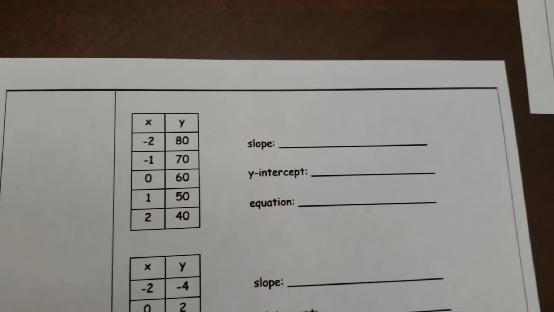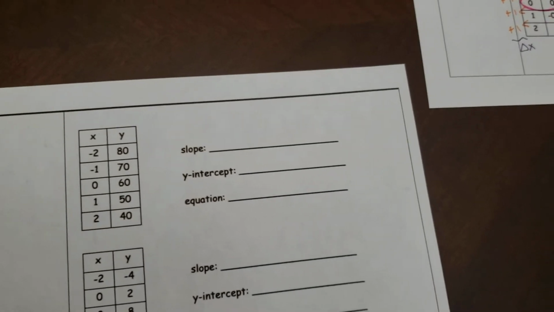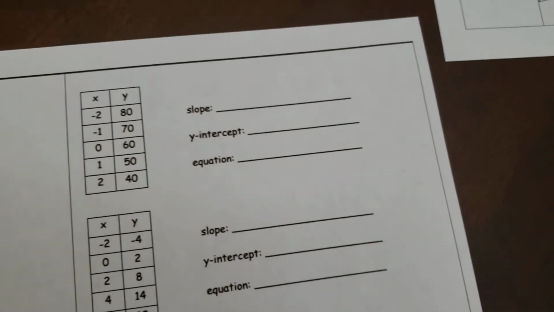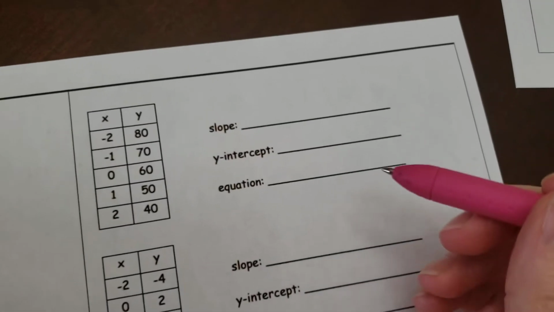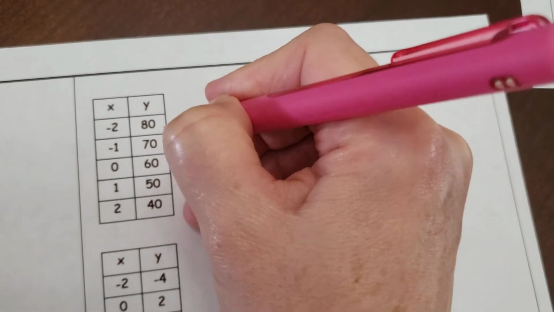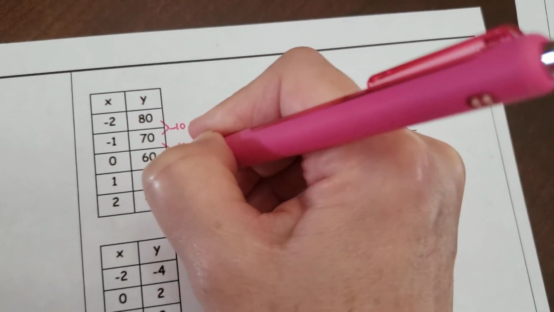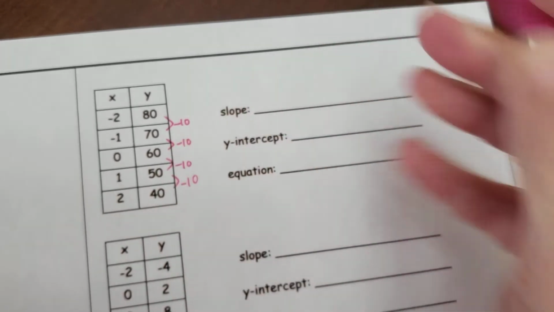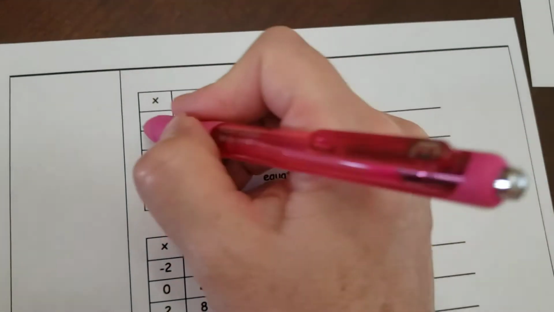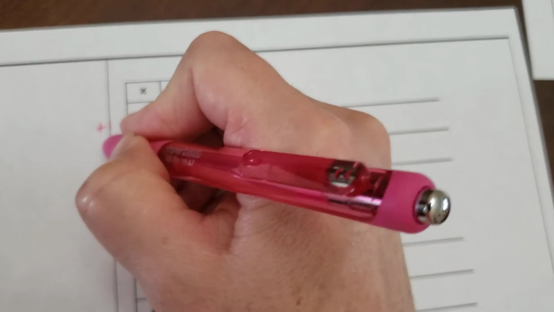Same type of problems. So we want to find the change in y over the change in x. So we're going to label everything. So we have change in y. We have going down by 10. Every time it's decreasing by 10 on that right side. On the left side, same as before, increasing by 1 each time.